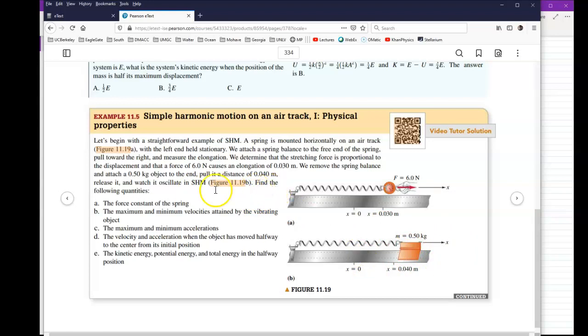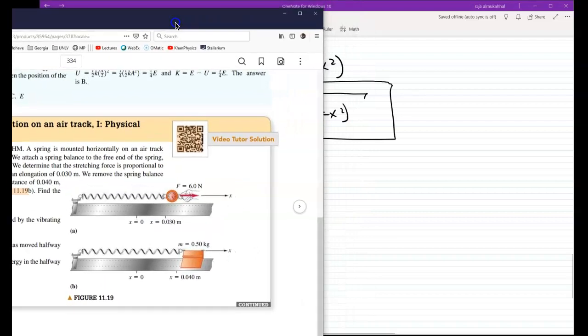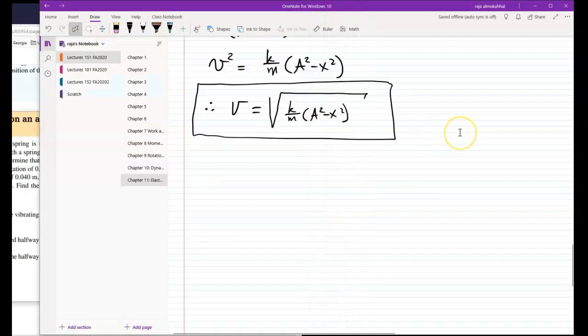The question is, find the following quantities. The force constant, the stiffness constant, the maximum and minimum velocities, maximum and minimum accelerations, the velocity and acceleration when the object has moved halfway to the center from its initial position, and the kinetic, potential, and total energy in the halfway position. Okay? Not bad, really. Let's see how we do this problem. I'm trying to keep the drawing there so you can look at it.